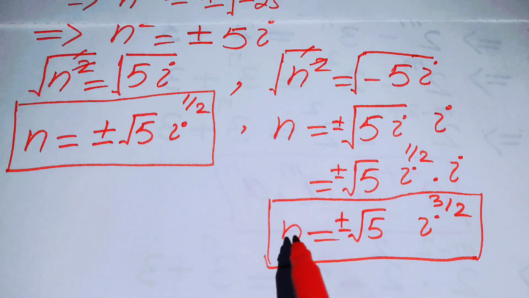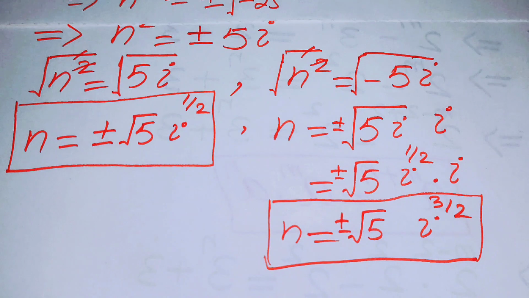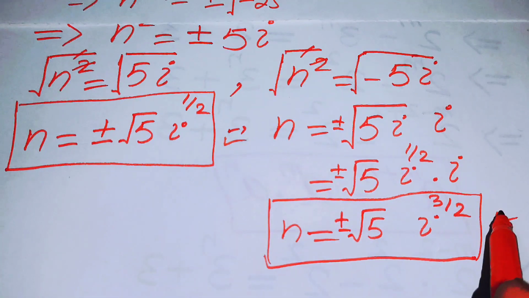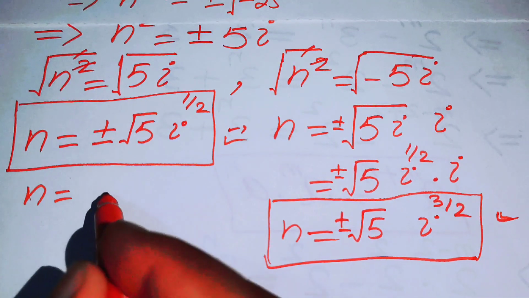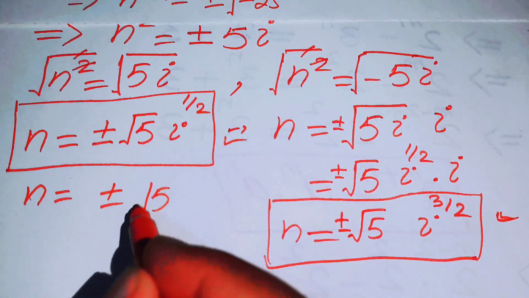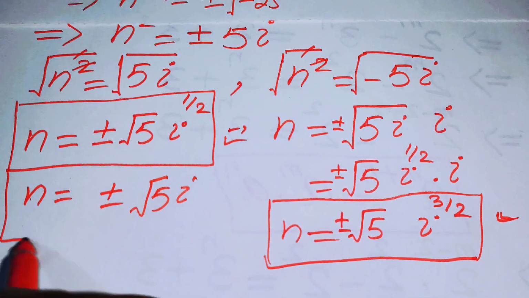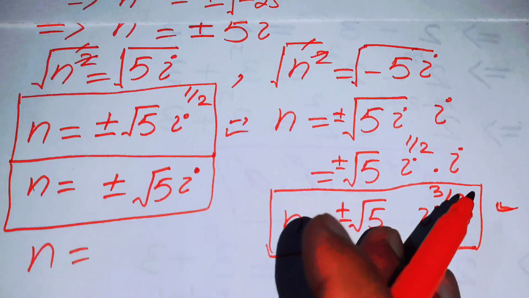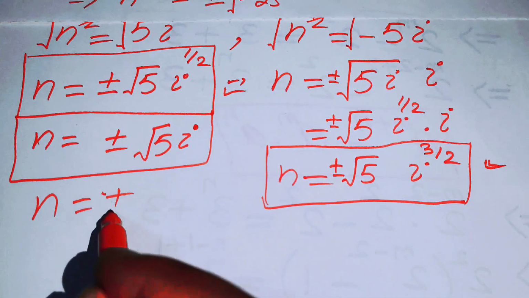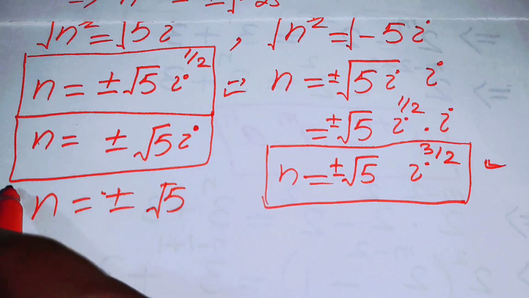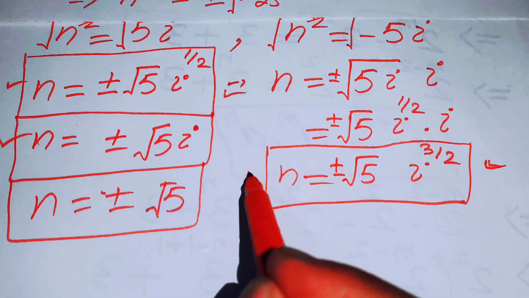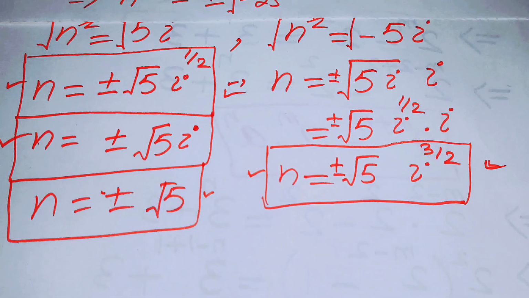So here we have 8 roots of the given equation. So these 6 roots are complex roots, and we can find above the other 2 complex roots are plus minus square root 5 iota. So these two are complex roots, and n is equal to plus minus square root of 5. So these two are the real roots. So these 6 are complex, and these two are real roots.